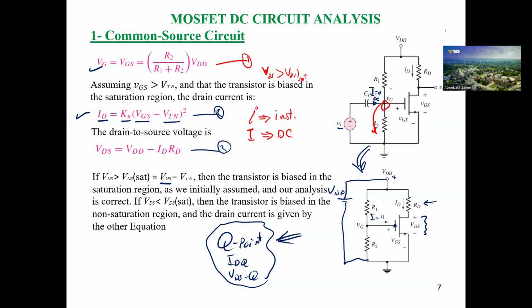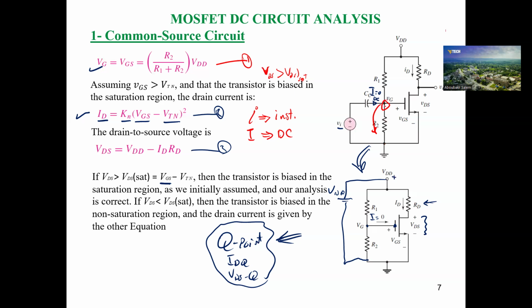And you have 2 resistances, R1 and R2. They act as a voltage divider to VDD in order to obtain the value of VG, which is equal to VGS, since the source is connected to ground. So VG is the same as VGS. The steps, 3 steps. The first step is getting VG.